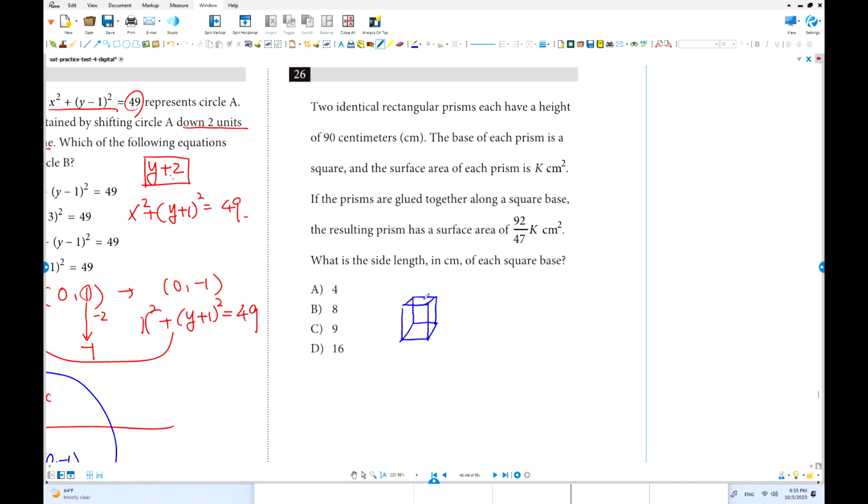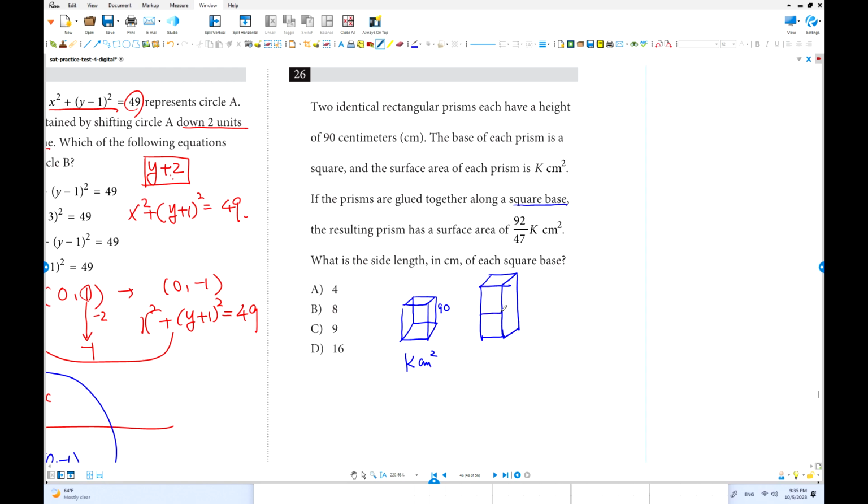Yeah, that is a rectangular prism. The height is 90. The base of each one is square. Okay, all right. The surface area of this is K square centimeters. The prisms are glued together along the square base. This is twice. Okay, maybe I'm going to make this one twice.